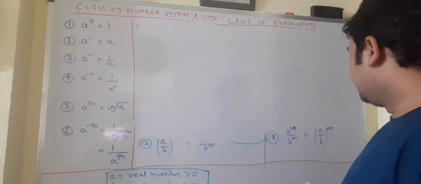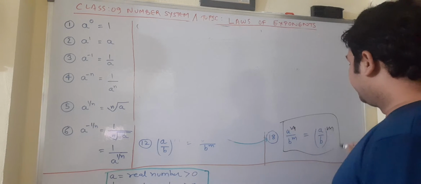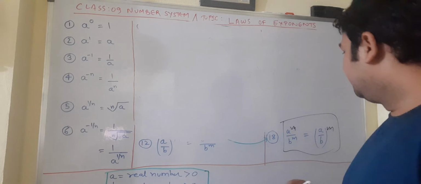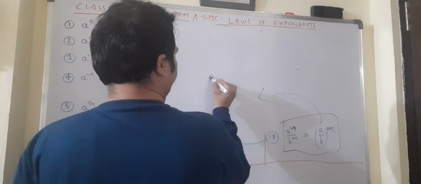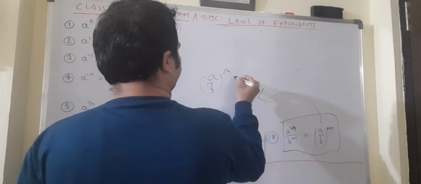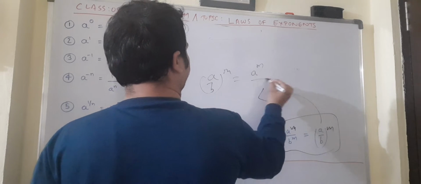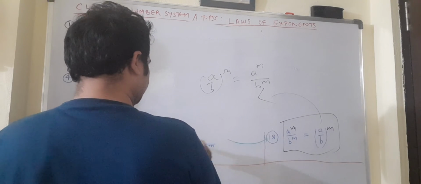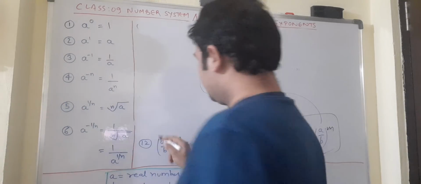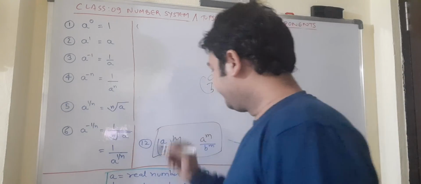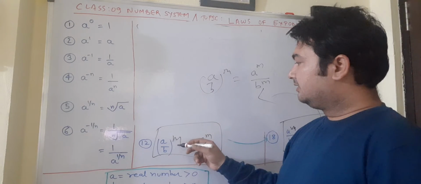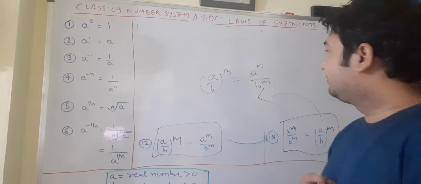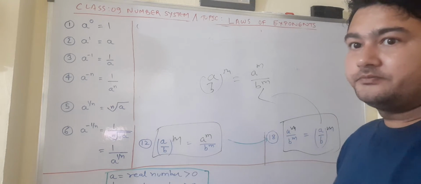Conversely, you can also say, since a raised to the power m and b raised to the power m, this becomes a by b raised to the power m. You can also say that a by b raised to the power m can be written as a to the power m divided by b to the power m. So this is the 12th law: a by b whole to the power m becomes a to the power m divided by b to the power m. Clear?